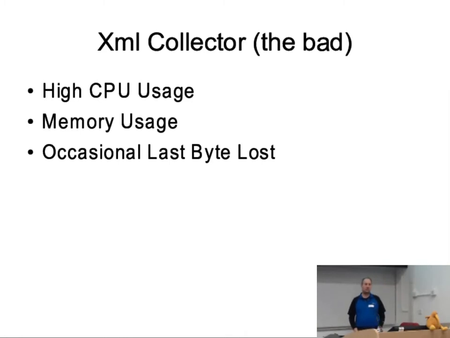Some of the bad things about the XML collector, if you're looking at using it right now, is that it does have a significantly higher amount of CPU usage. It currently uses the DOM model for parsing the XML that comes in, and that has significant memory requirements above and beyond just the straight data inside the XML. I also struggled with a very interesting use case, where occasionally for the collections we would somehow lose the last byte, so the XML stream would never fully be pulled off the network, and we would occasionally get data collection errors.